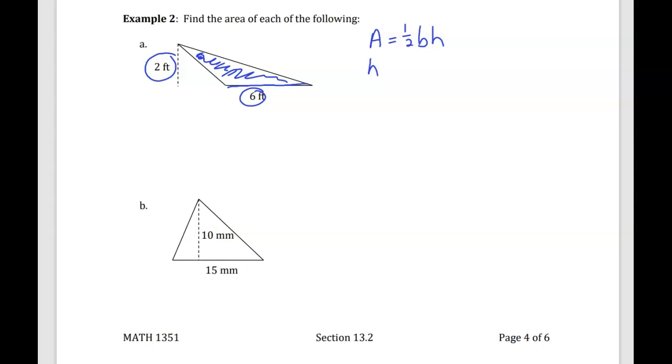So the area of this triangle is going to be 1/2 the base, which is 6, times the height, which is 2. So 1/2 times 6 is 3, times 2 will be 6, and this is units of feet squared. Area will always be in units squared.